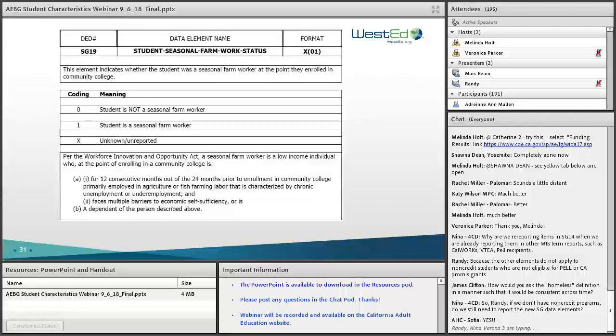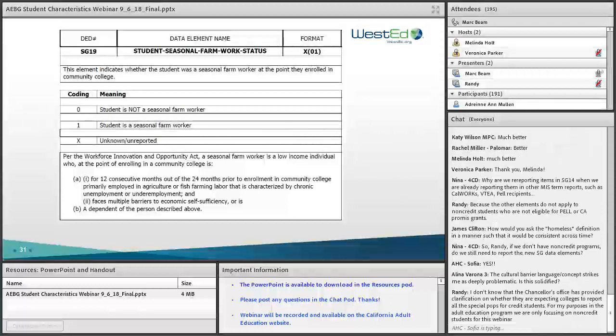SG19 is a seasonal farm worker status, and some of you probably remember we also have migrant farm workers collected under the VATIA data file. They are subtly different definitions, and I think that we would like some input from the field to be clear on how to collect these data.